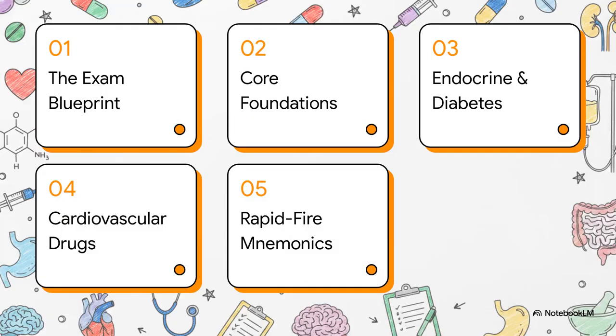So here's our 5-step blueprint for this explainer. 1. The exam blueprint. 2. Core foundations. 3. Endocrine and diabetes. 4. Cardiovascular drugs. And 5. Rapid-fire mnemonics. Let's get into it.